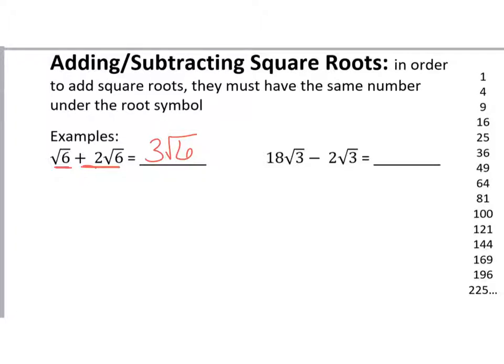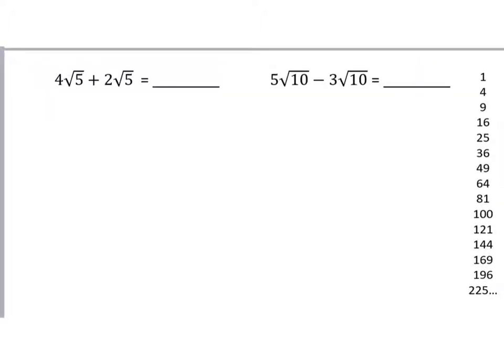All right, the next one, 18 square root of 3 minus 2 square root of 3. So I've got 18 of them minus 2 of them. How many square roots of 3 do I have? 16 square roots of 3. Then I look at my list. Can I simplify the square root of 3? No, nothing divides into it. So that means we're done. That's it? That's it. Wow.